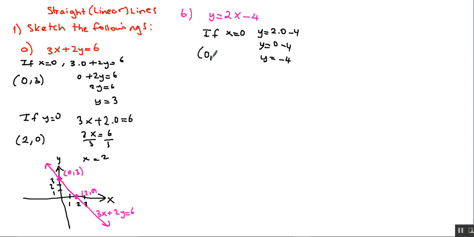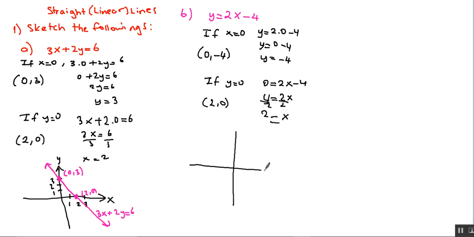So what is our point? X is 0, y is negative 4. If y is equal to 0, then 0 is equal to 2x minus 4. Instead of y, we substitute 0. Negative 4 moves to the other side, positive 4, both sides divided by 2. X is equal to 2. So x is 2, y is equal to 0.